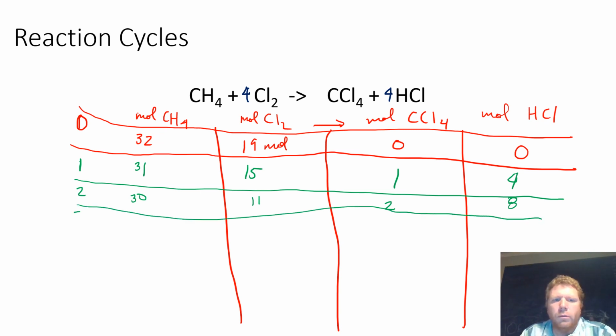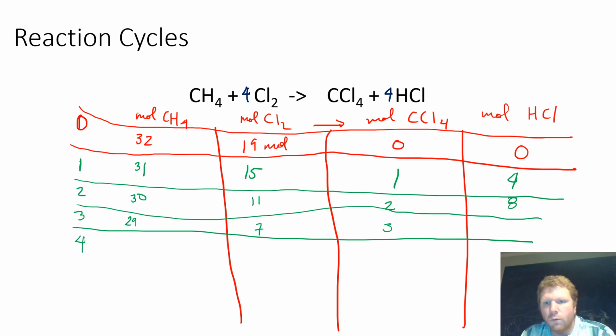Okay. Now our third round, and finally our fourth round. Let's see where that gets us. We're down to 29 moles of CH4. We're down to 7 moles of Cl2. We made our 3rd mole of CCl4 and our 12th mole of HCl. In our 4th round, we have 28 moles of CH4 left. We have 3 moles of Cl2 left. We have our 4th mole of CCl4 made, and we have our 16th mole of HCl made.